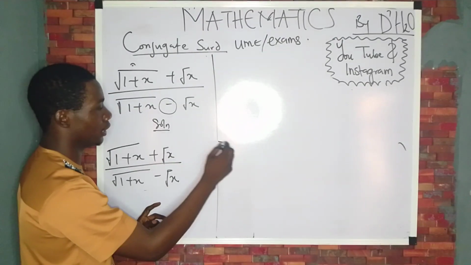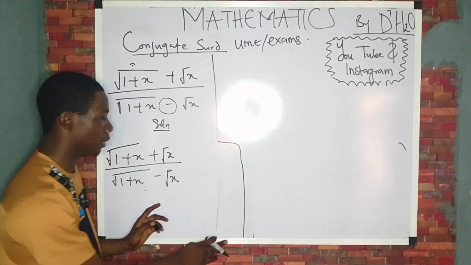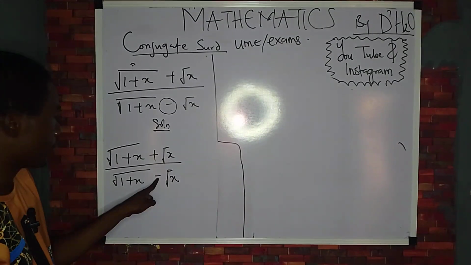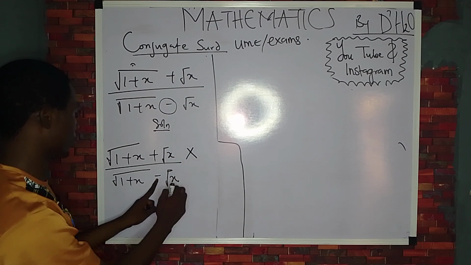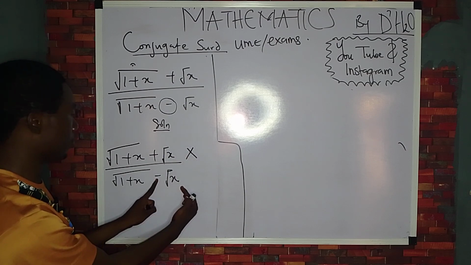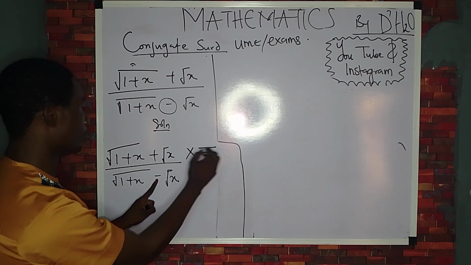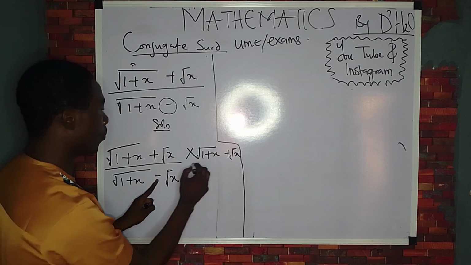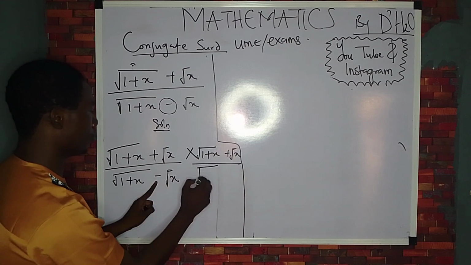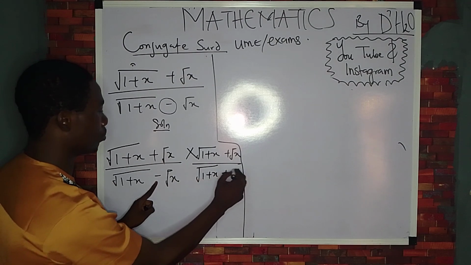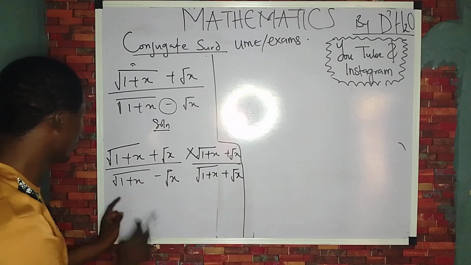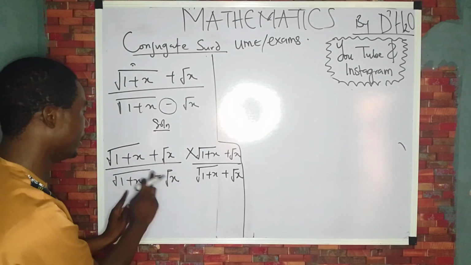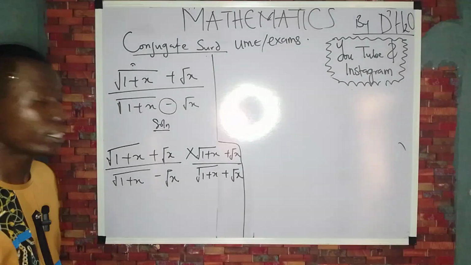What are we doing here? We are going to rationalize this with the conjugate of the denominator. Turn this minus to plus and use it to multiply numerator and denominator. So what you have is root 1 plus x plus root x, and what you have here is root 1 plus x plus root x. So we are using the conjugate of this denominator to multiply numerator and denominator. So let's do it carefully.